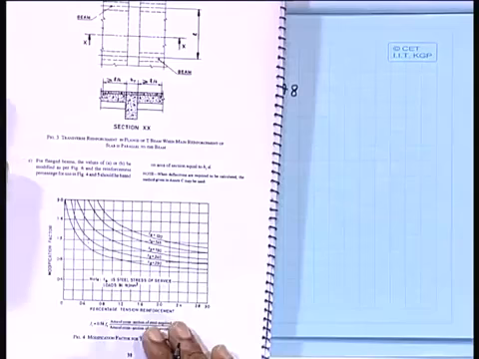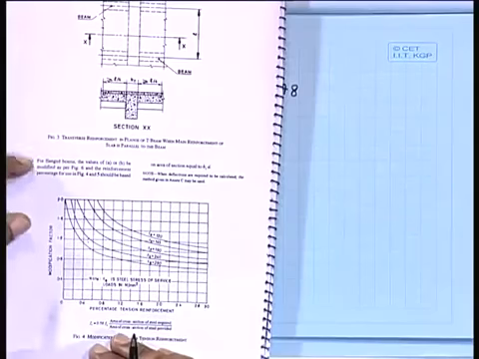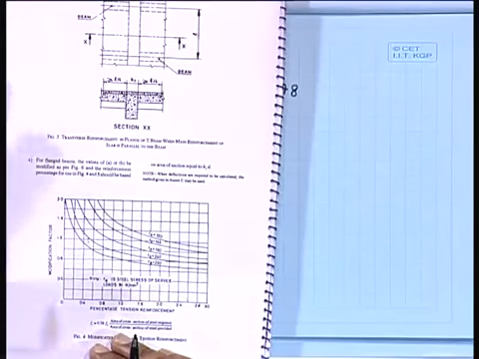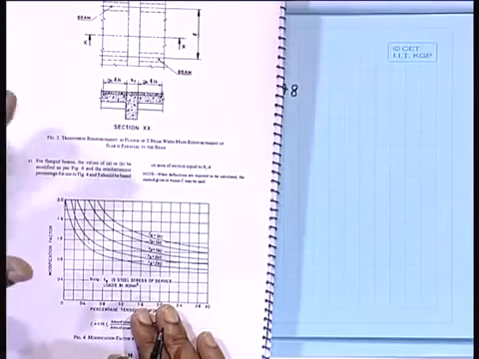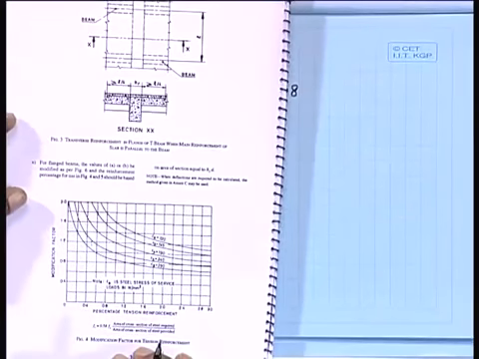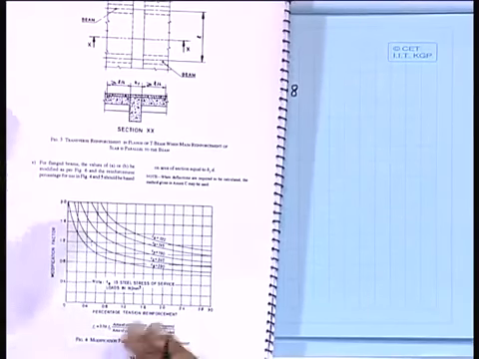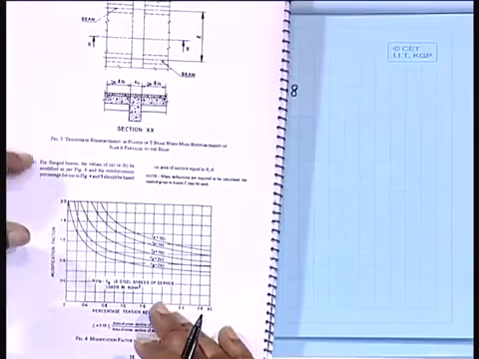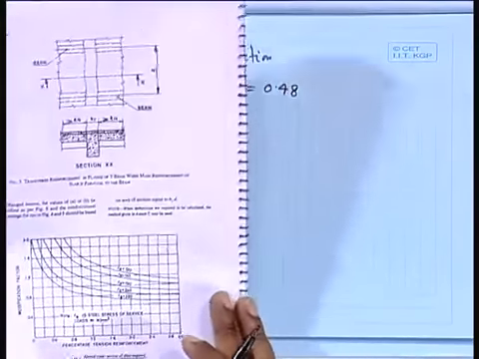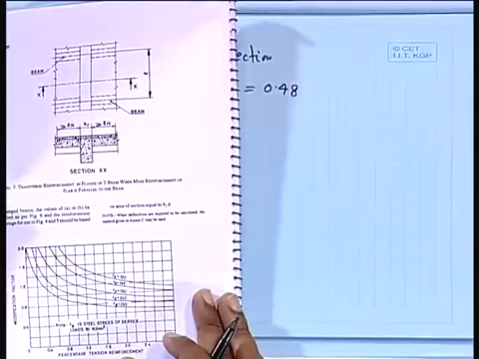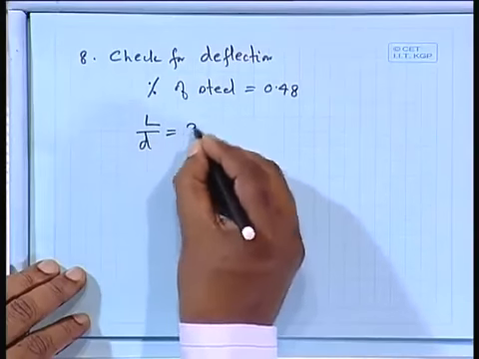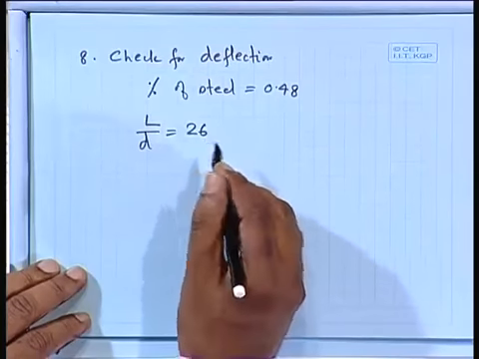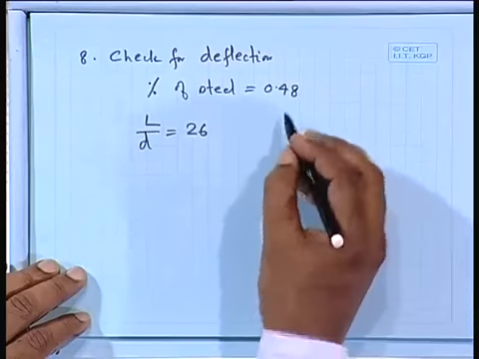We shall take this one, say your continuous beam or continuous slab, WL square. We have not taken WL square by 8, WL square by 10 we have taken. So if we take that continuous, then we shall take the minimum one L by D, that is say 26. 26 is the L by D ratio. But it is for continuous.